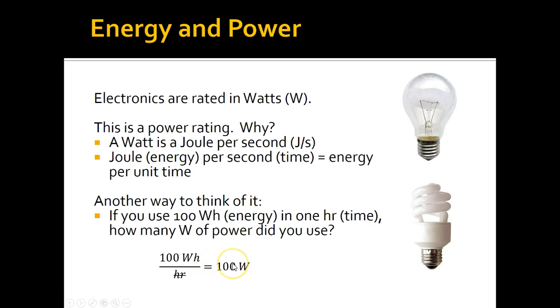So this one, again, is pretty confusing, and throughout the semester, I will hammer this home that watts are a measure of power, and watt hours and kilowatt hours are a measure of energy, okay? So just remember, maybe a joule per second, or you can think of it as a watt hour per hour. Either way, it's energy per unit time, okay?